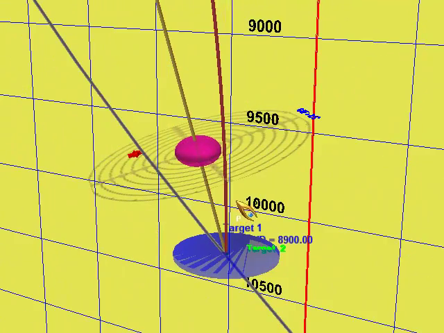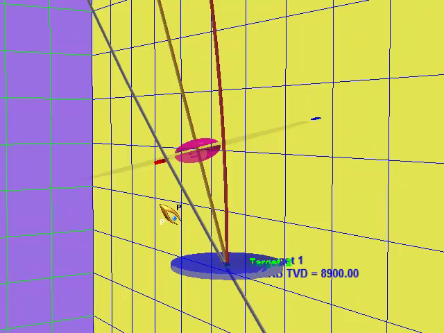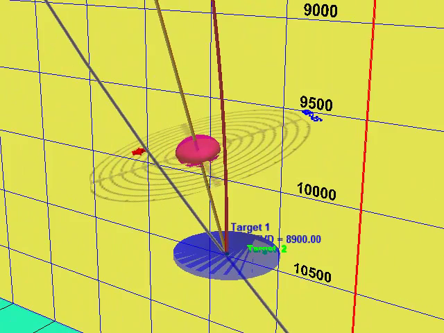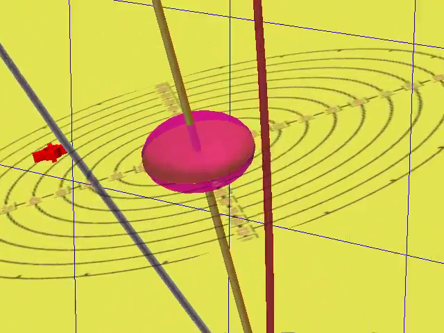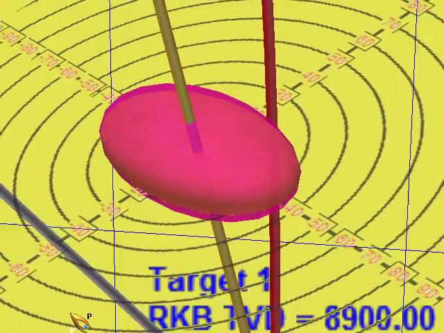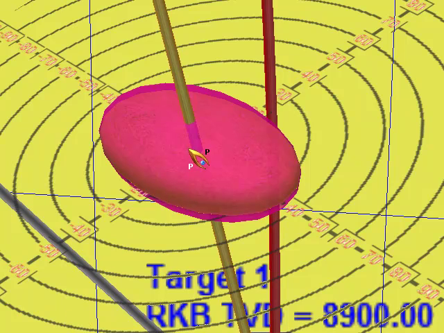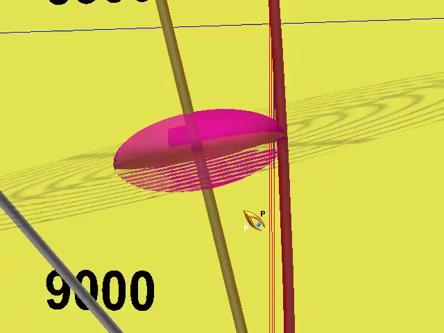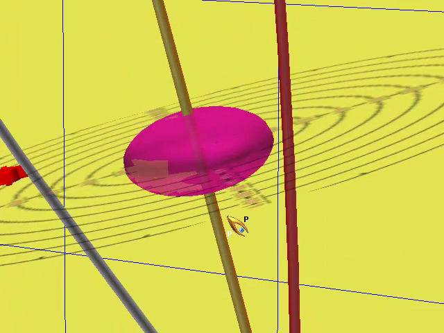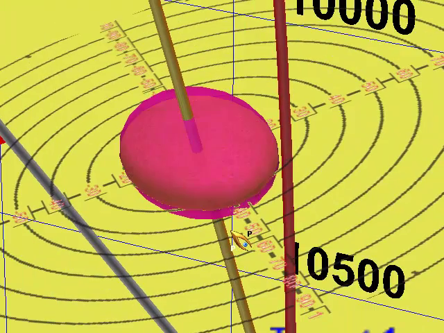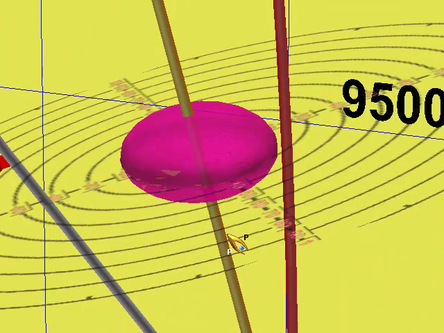What we do here is calculate the parameters for this ellipsoid, and I'll get a little bit closer in on it so it's a little more clear. We calculate that for each survey station. Generally surveys are taken about every 30 to 100 feet, and then we generate a covariance matrix, an error matrix, based upon how accurately we can measure the depth, the inclination, and the direction.